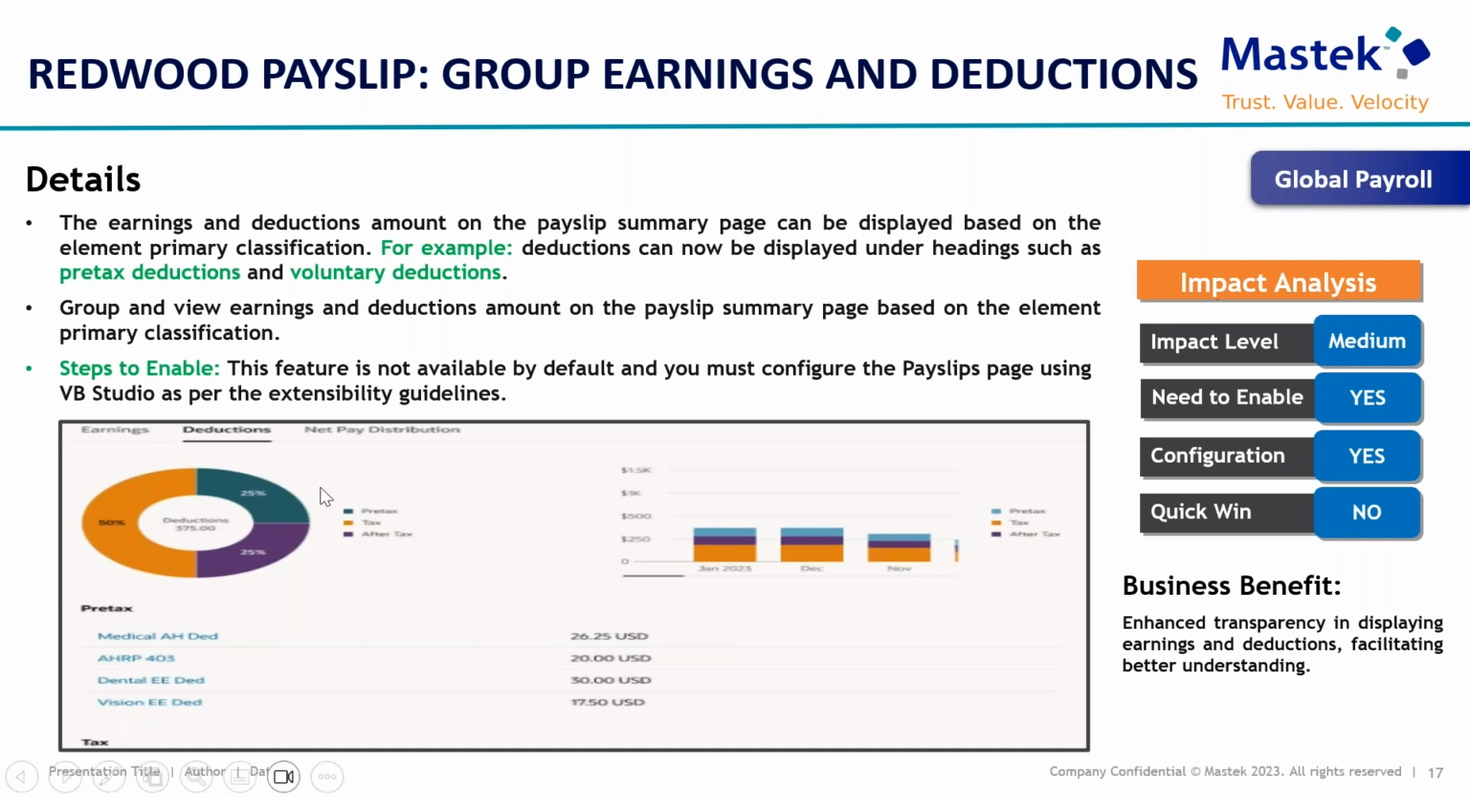This can be changed inside the Visual Builder Studio only. So please make sure to change the configuration of VB Studio for the payslip. Once you make that change, you will be able to see the changes on the employee's payslip itself.